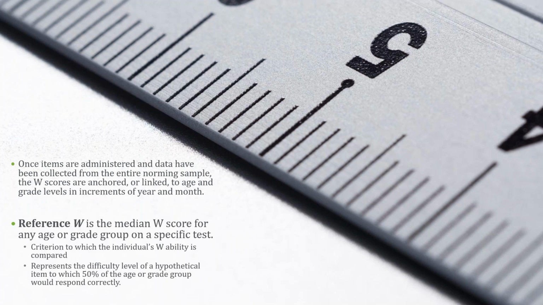That value, again, is designated as the reference W, the criterion score against which the performance of a person within that group is measured. So, for example, in the passage comprehension test, 50% of children aged 11 years, 6 months attained a W ability of 509, or a raw score of 33, or above, and 50% scored 509 or below. Accordingly, the W ability of 509 was established as the reference W for children ages 11 years, 6 months on the passage comprehension test.